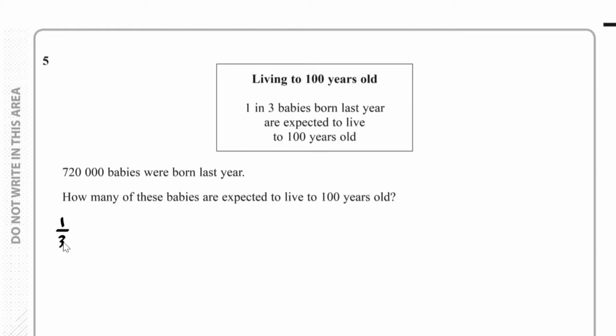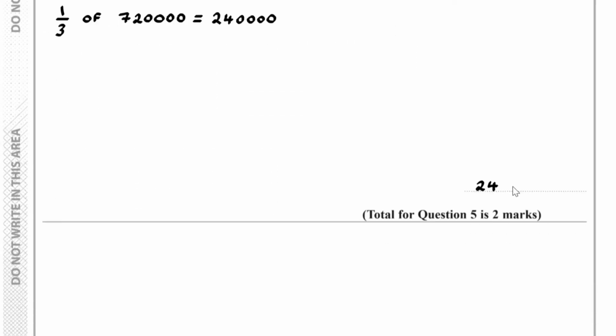So we've got 1/3 of 720,000, and if we work this out, we get 240,000. So we would expect 240,000 babies of these 720,000 to live to 100 years old.